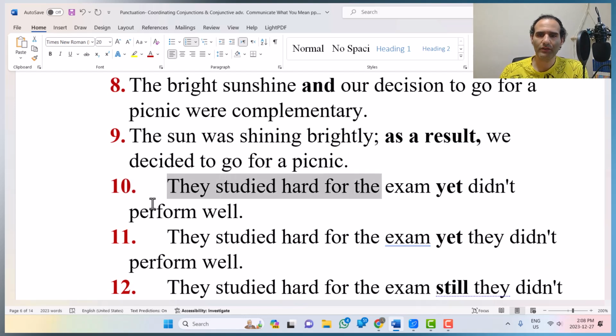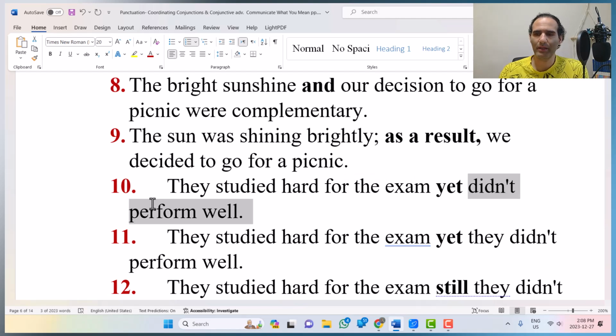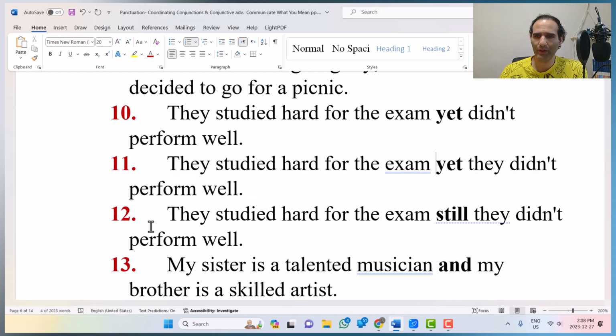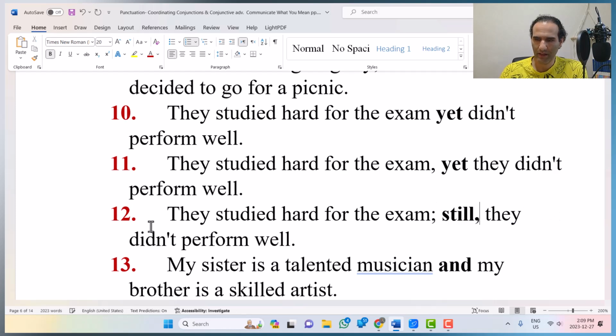Number 10: "They studied hard for the exam, yet didn't perform well." So, independent clause first, but here it is not an independent clause. It's a verb phrase. So, no comma before the FANBOYS. Number 11: "They studied hard for the exam," independent. "They didn't perform well." So, two independent clauses, a comma is required. Number 12: "They studied hard for the exam." Conjunctive adverb. A semicolon, a comma.